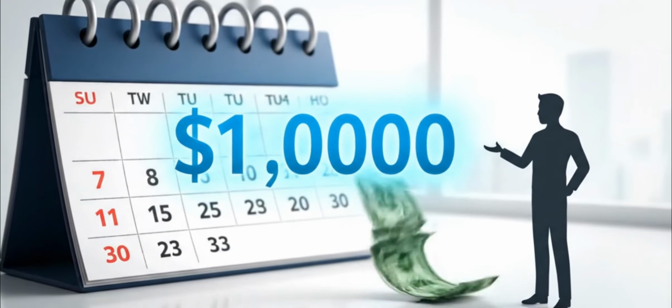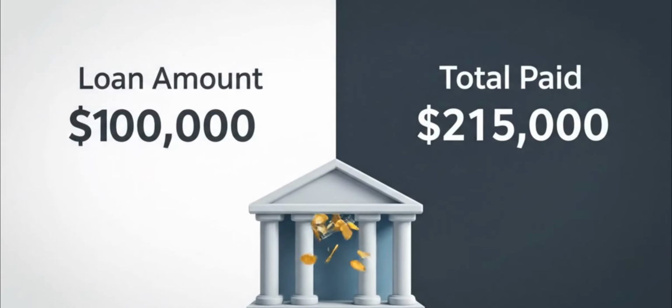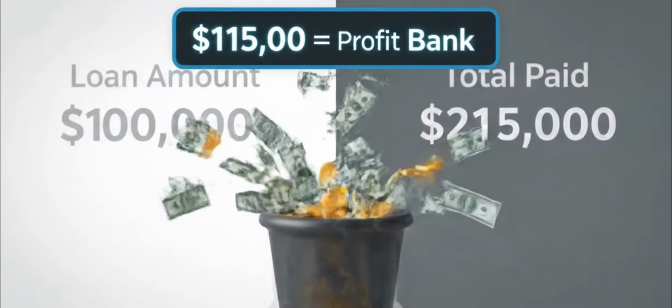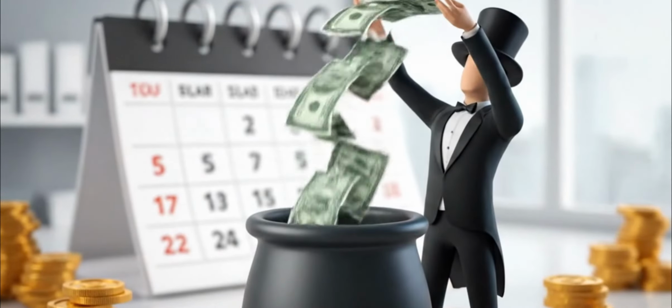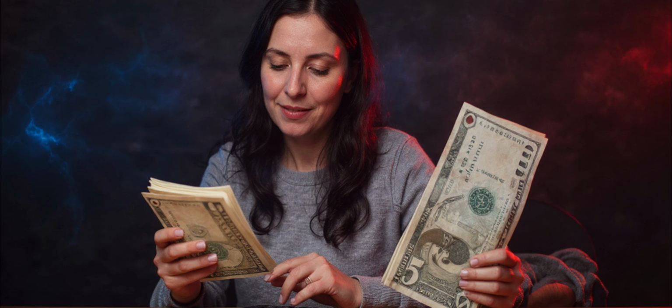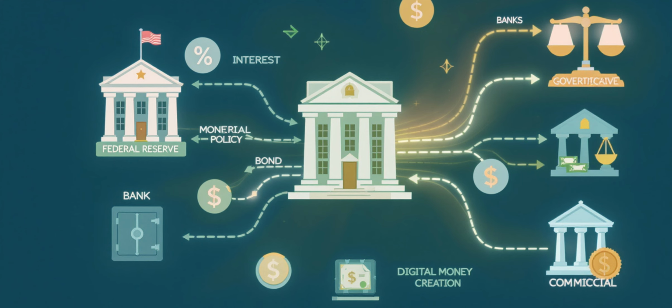Money supply. Central banks can create digital reserves, basically electronic money that sits in commercial banks' accounts at the central bank. Buying bonds. To pump money into the economy, the Fed buys government bonds from banks, paying them with newly created reserves. This gives banks more money to lend.